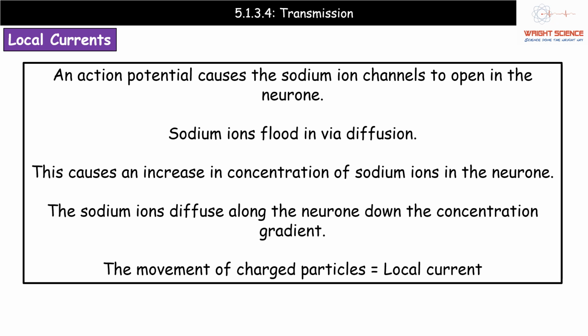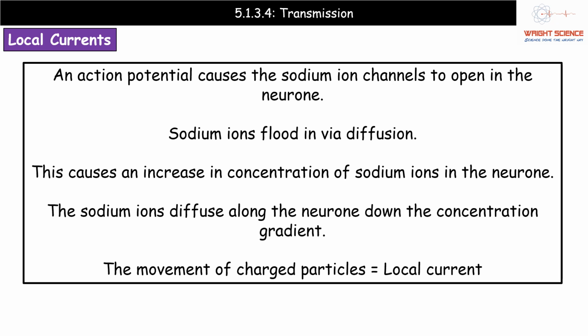If we think back to last video, we said that this action potential is going to cause those sodium ion channels to open in the neuron. Now, as those sodium ion channels open, that means that the sodium ions can flood into the neuron via that process of diffusion, because if the channels are open, they just go on in. As a result of that, we get this increase in concentration of sodium ions inside the neuron itself, and because we're then getting that higher concentration of sodium ions just on the other side of the gate, they then diffuse down that concentration gradient and move along the axon.